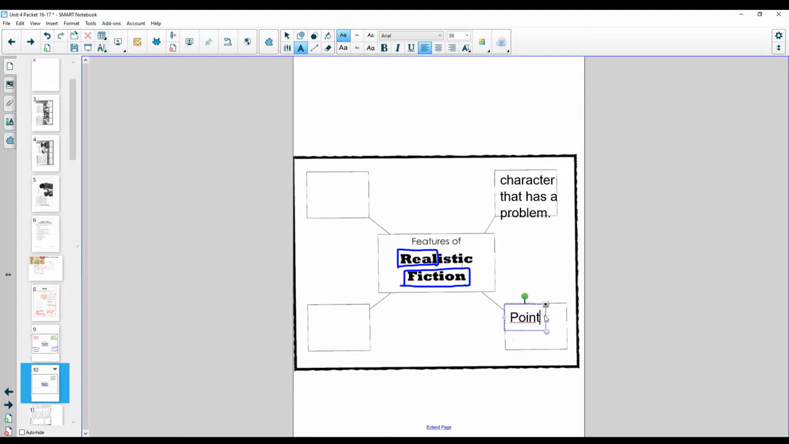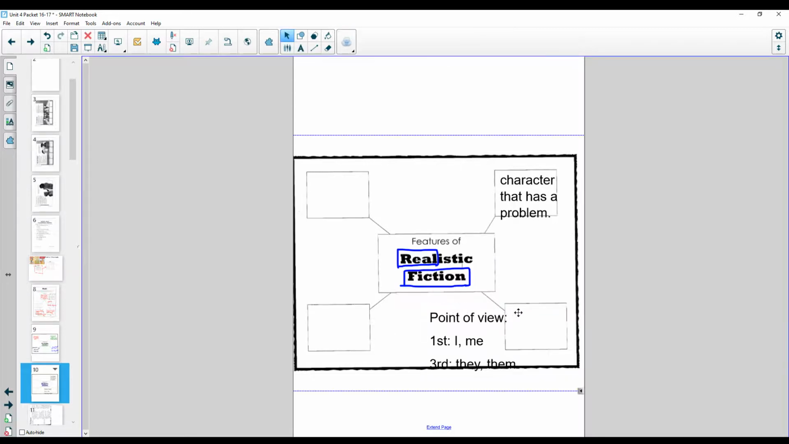Point of view. These stories are told in first person, which uses the words I and me. They're telling about what you did. Point of view is using I or me. If it's not in the first person, then it could be in the third person, and then they would use words like they and them. It's telling it like it happened to somebody else, that third person. Okay, so that goes in that box.